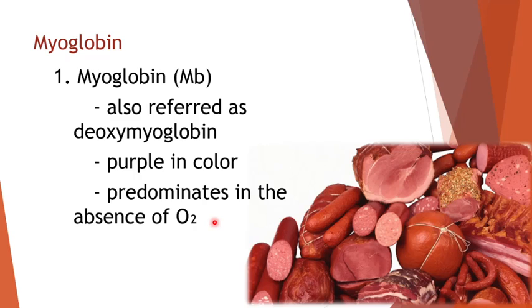Let's start with the regular myoglobin, or MB. It is usually purplish in color. Take note of the third bullet here. It predominates in the absence of oxygen. So if there is no oxygen, the dominant color would be that of myoglobin, which is purple.